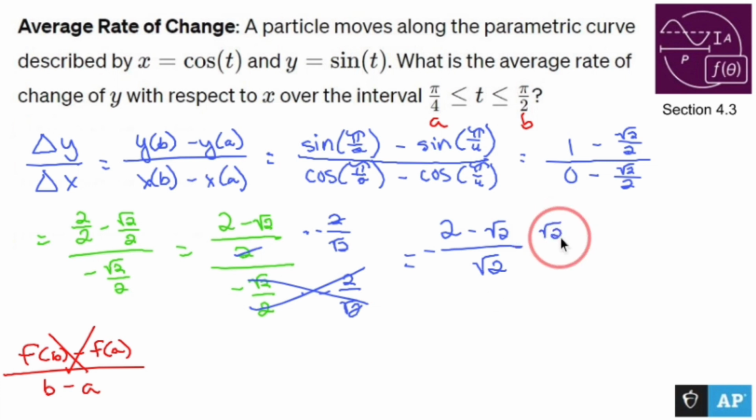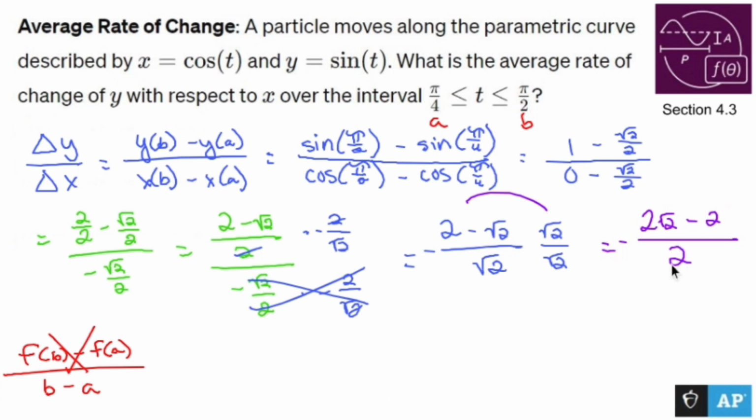Multiply the top and the bottom by root 2 over root 2. So that becomes 2 on the bottom. Distribute that: 2 root 2 minus root 2 times root 2 is regular 2. Don't forget the negative out in front.